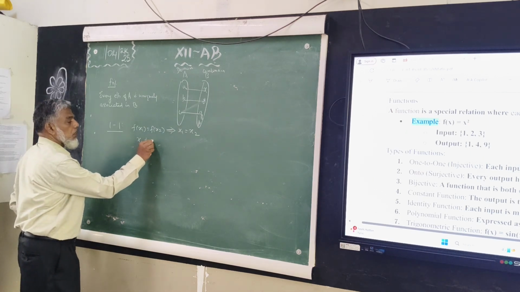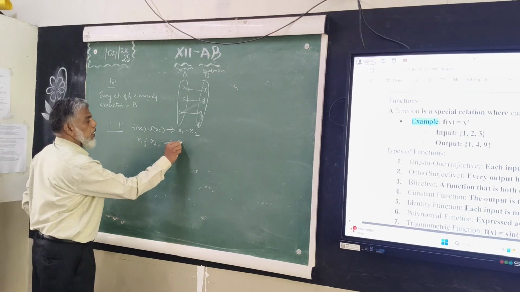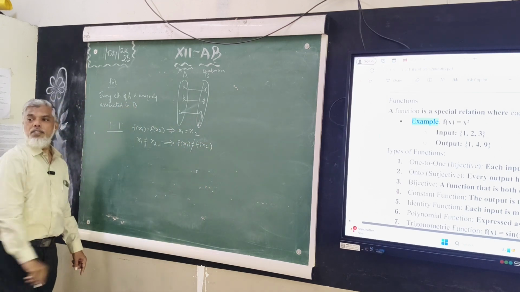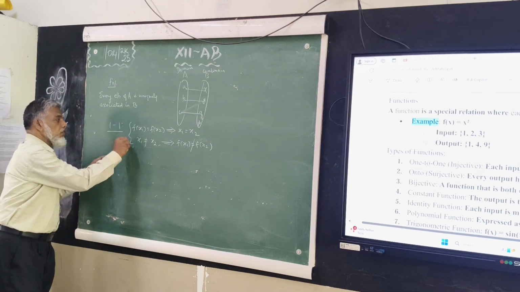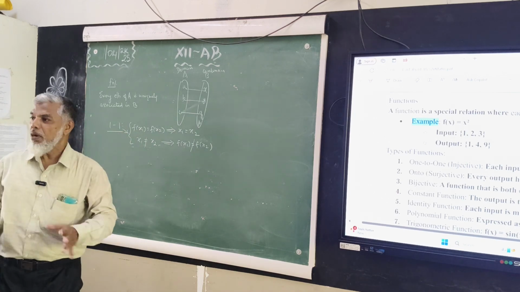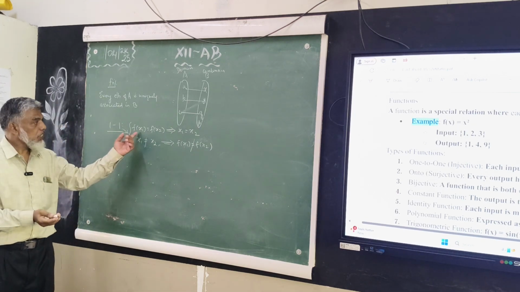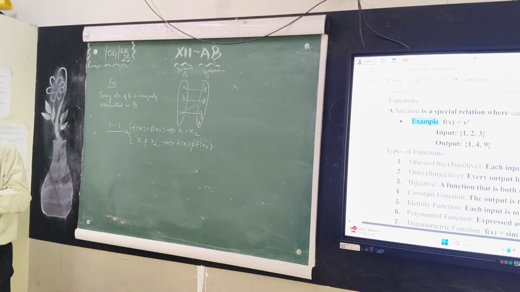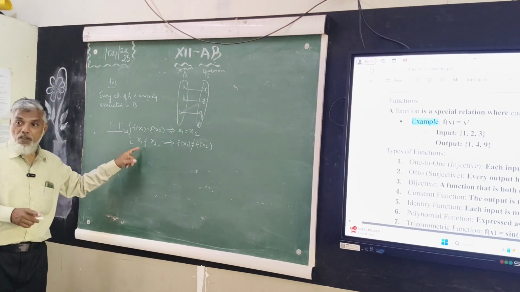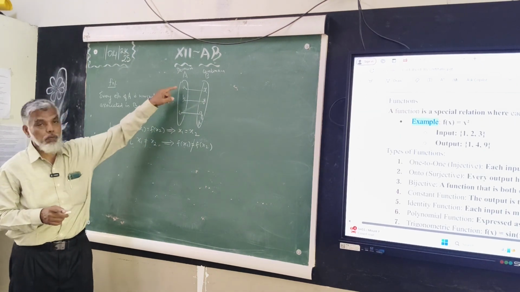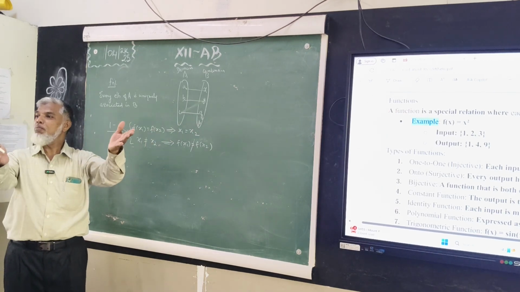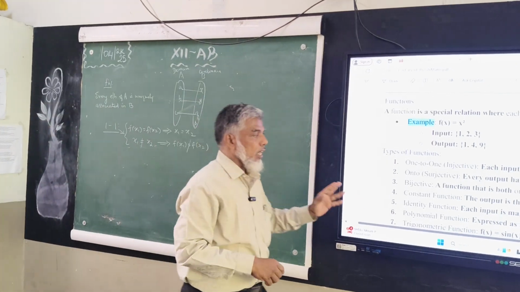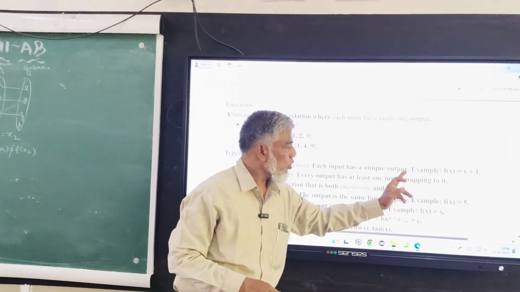x1 implies... Both are the definition of 1-1. But for proving, we have to take only the first one. But you should know this is also correct: whenever two elements are different in the domain, then the codomain also will have a different image. So the definition is this: one to one, each input has a unique output.